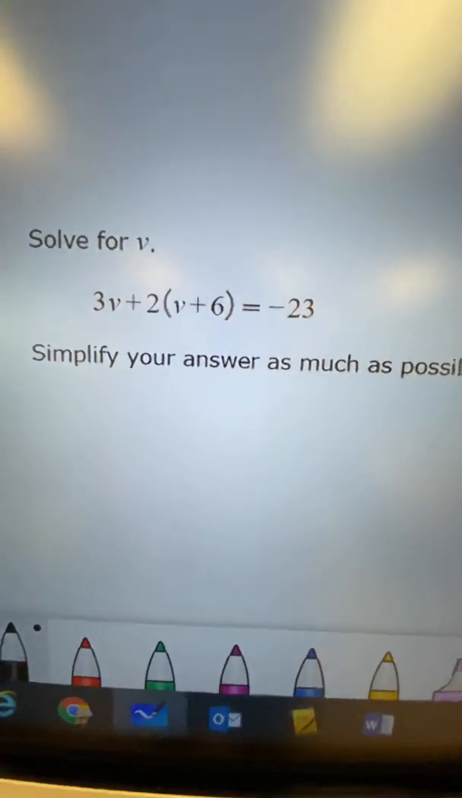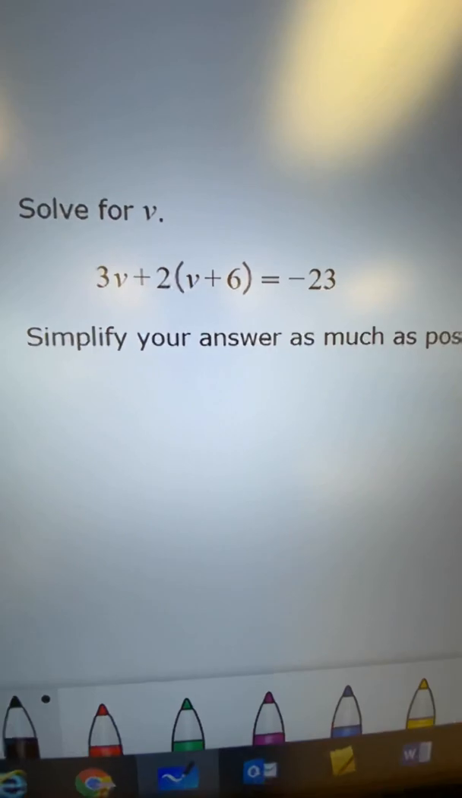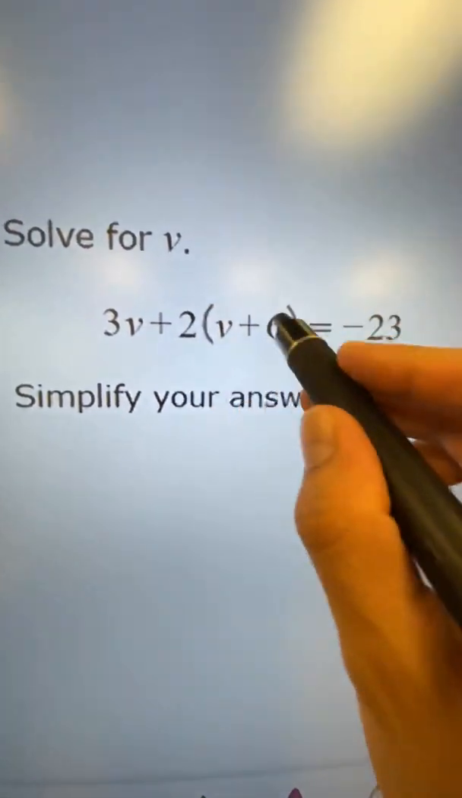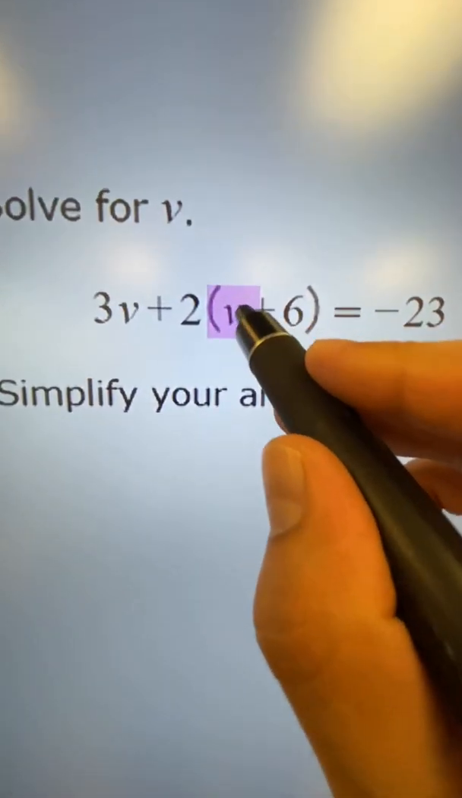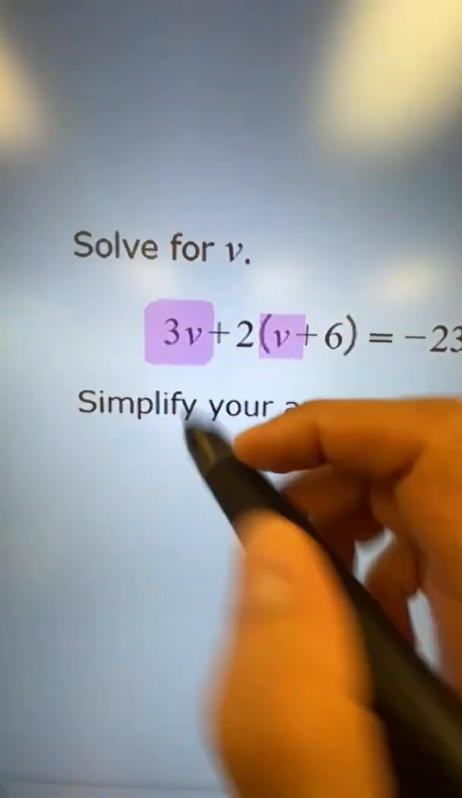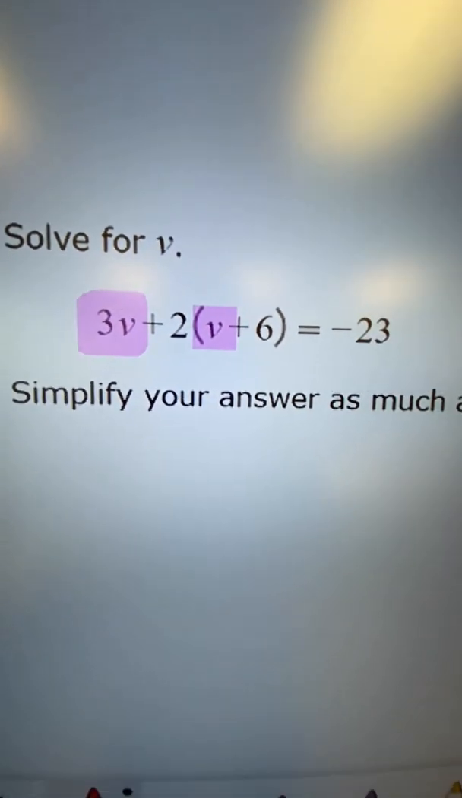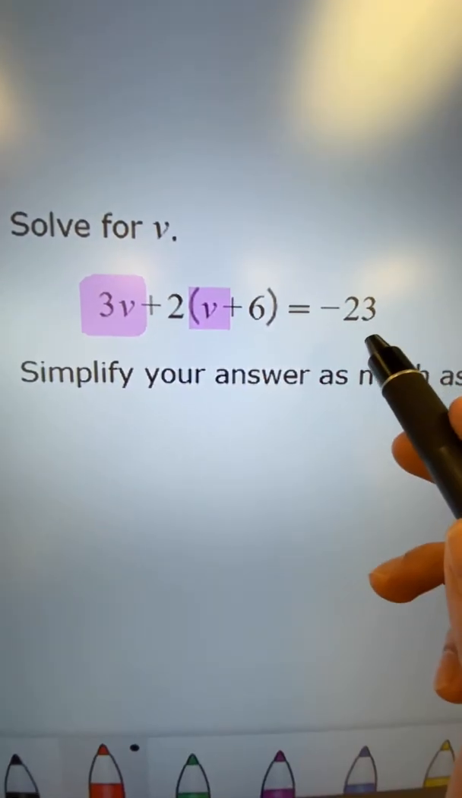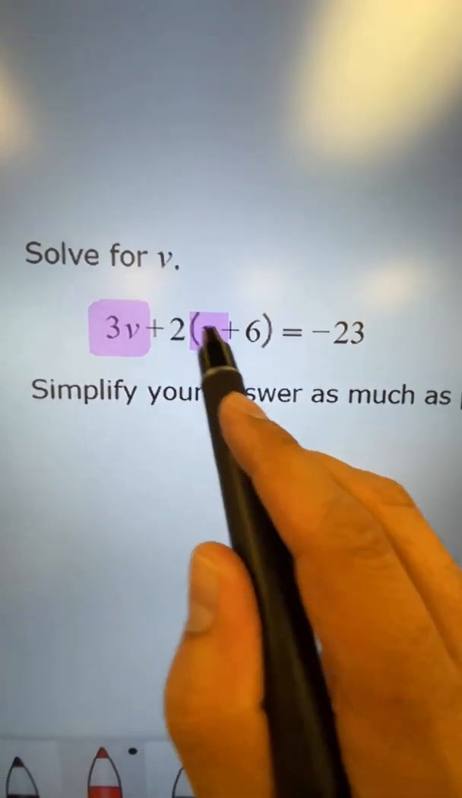So now here's example 2. We're going to solve for v. And again, notice that we have a set of parentheses here. We have the variable we're solving for inside the parentheses, and we also have the variable v over here as well. So whenever you approach a problem that looks like this, the first thing I recommend is to use the distributive property.